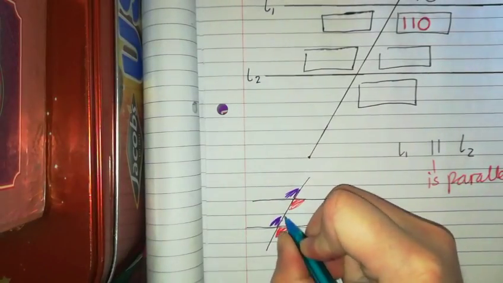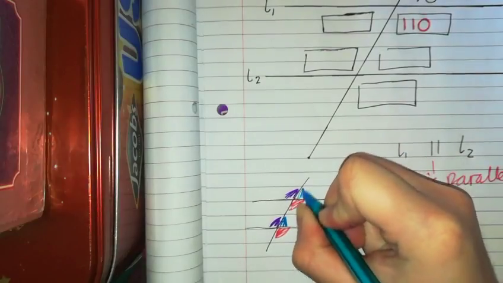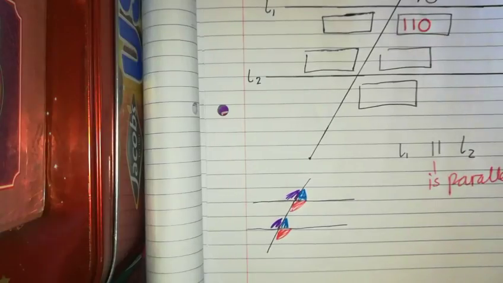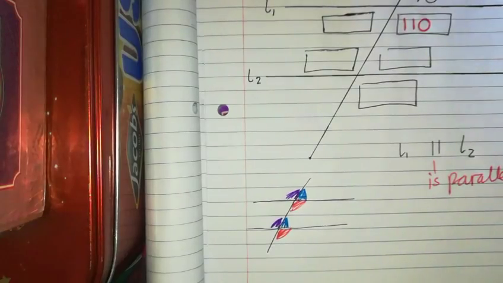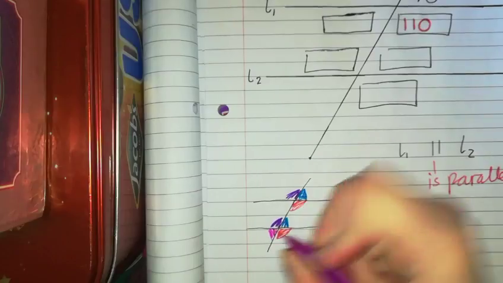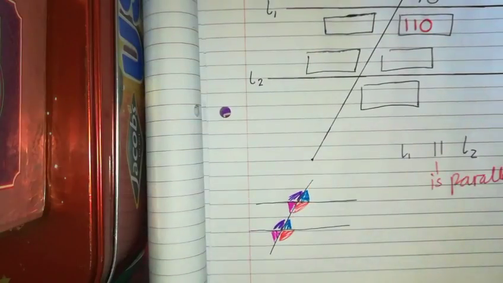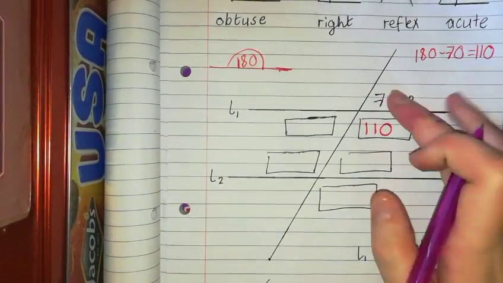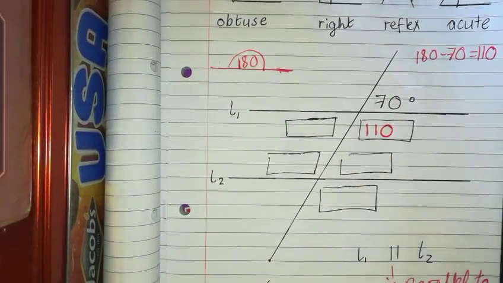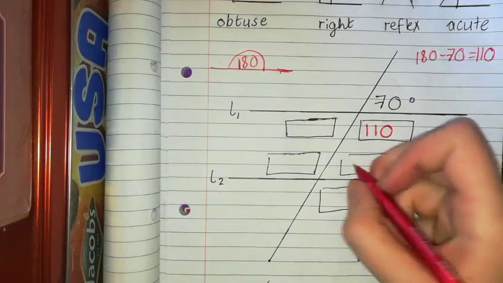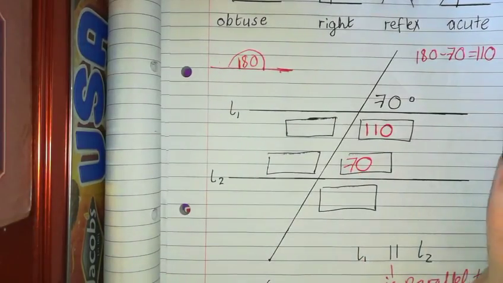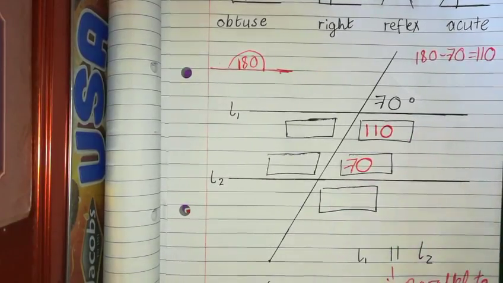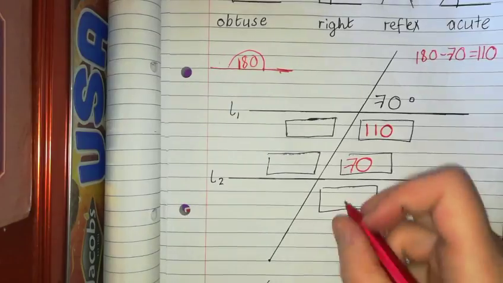I'll just fill in some other corresponding angles. So say this angle here would correspond to this angle here, so they would be equal. And then this angle here would correspond to this angle here, so they would be equal. So I can see that 70 and this angle here are corresponding angles, so they're going to be equal, so this is 70. And 110 and this angle here are corresponding angles, so this angle here is going to be 110.